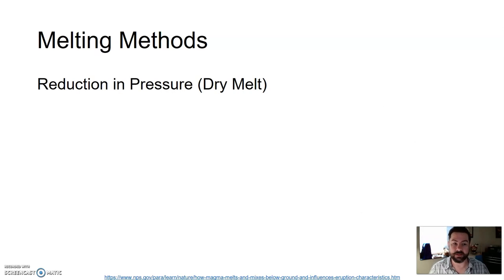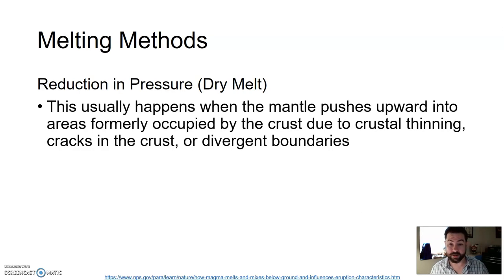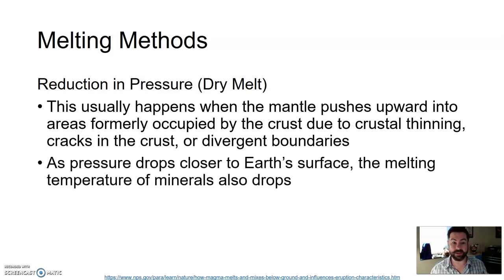The first method is a reduction in pressure, a dry melt. This usually happens when mantle material pushes upward into the areas formerly occupied by the crust due to either crustal thinning, like what we saw in one of those demonstration videos when we were talking about plate tectonics and the basin and range formation in Arizona, where there are cracks in the crust, or divergent boundaries. As plates move apart, that mantle material makes its way upwards, filling in that gap.